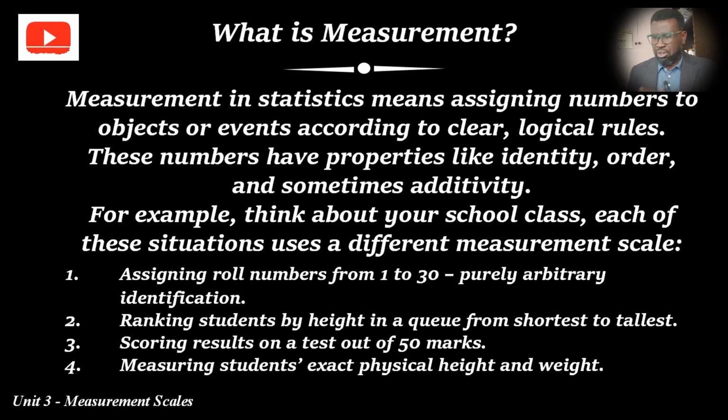All right, let's talk about measurement. What is measurement? Measurement in statistics means assigning numbers to objects or events according to clear logical rules. These numbers have properties like identity, order, and sometimes additivity. For example, think about your school class. Assigning roll numbers from 1 to 30 purely arbitrarily, trying to create a form of identification, is okay.